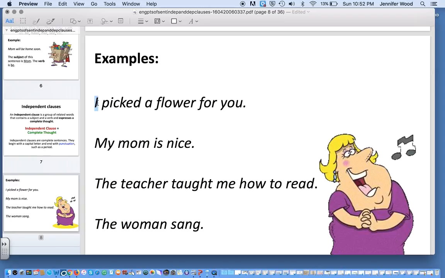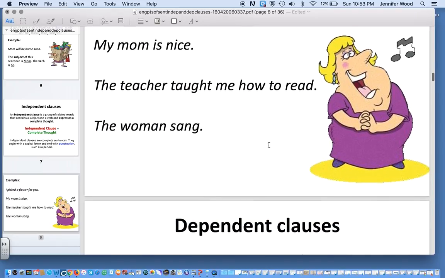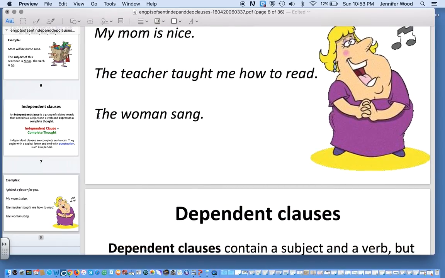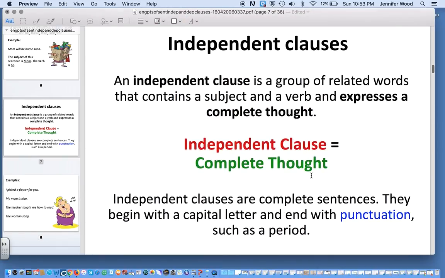I, always capitalized anyway, picked flowers for you. My, capital M, my mom is nice. The teacher, uppercase T, taught me how to read. Ends in a period. And the woman sang, uppercase T, S. All right. So an independent clause is a sentence.